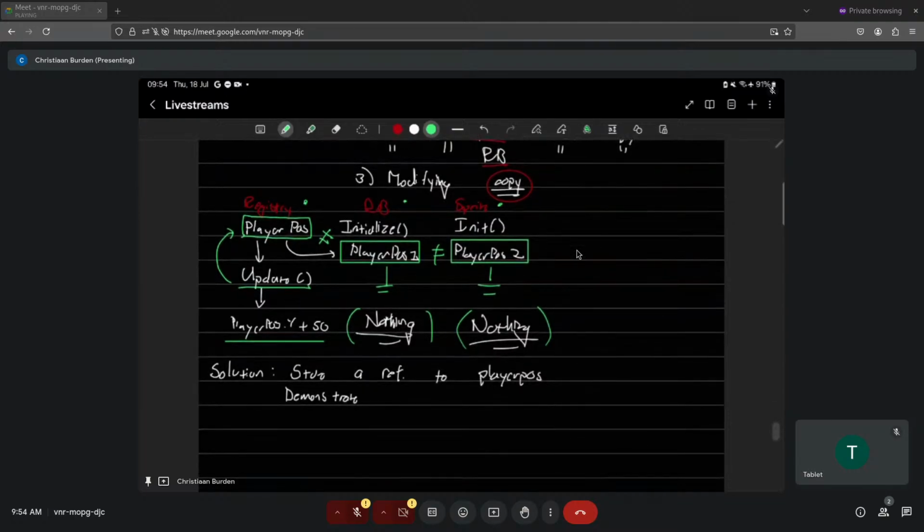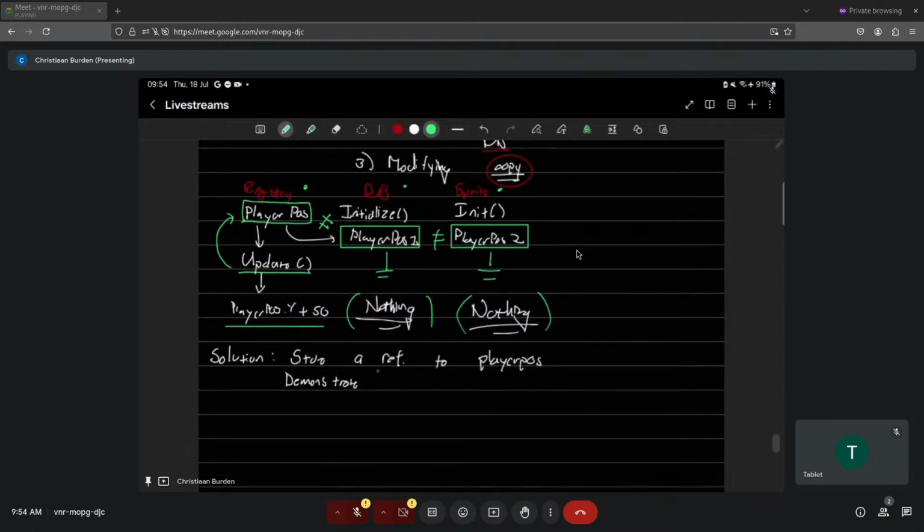Now, a possible solution you can think of is by using a reference, storing a reference to the player position. The problem with this is you have to change your language version and you will get an error, because we're using Monogame, and Monogame targets a specific runtime that does not support reference variables yet. Let me show you, otherwise this is hard to visualize.